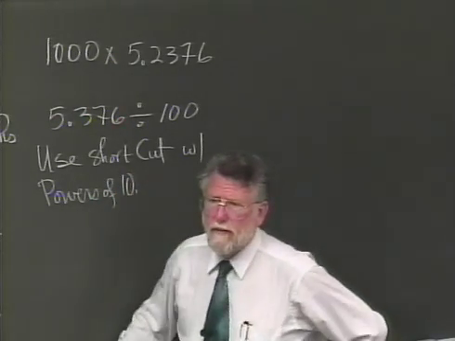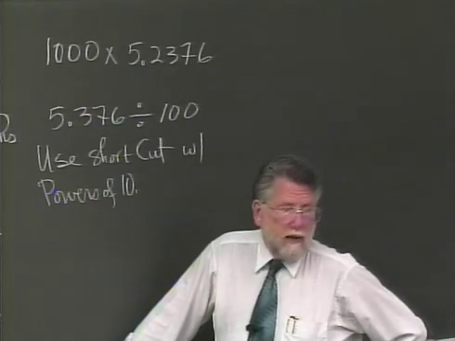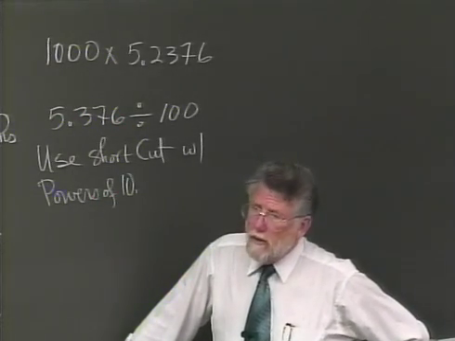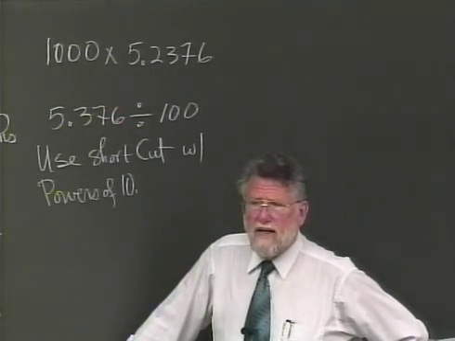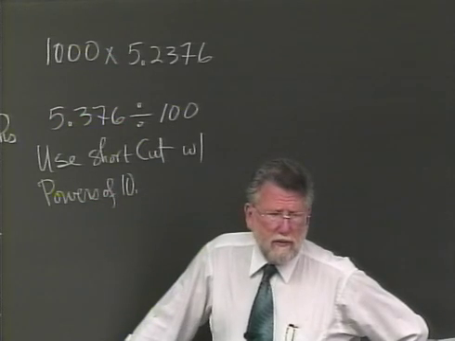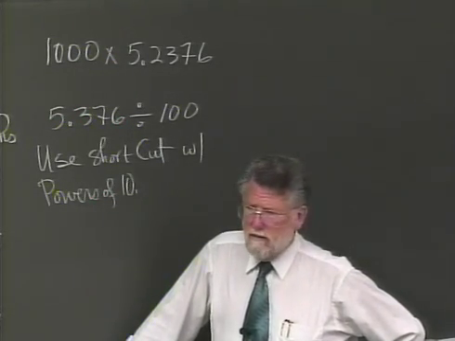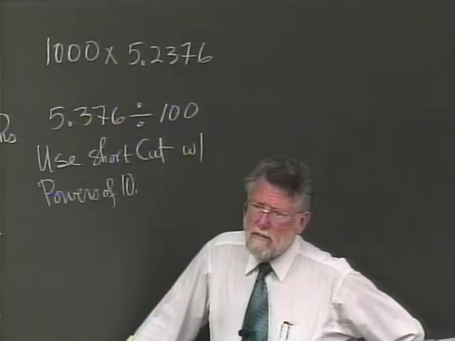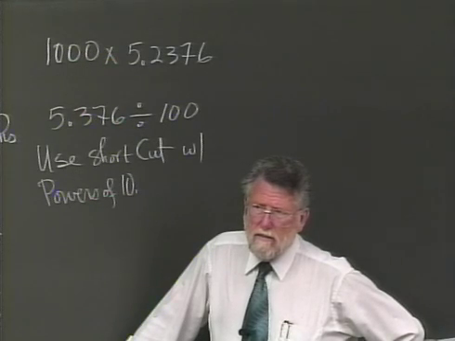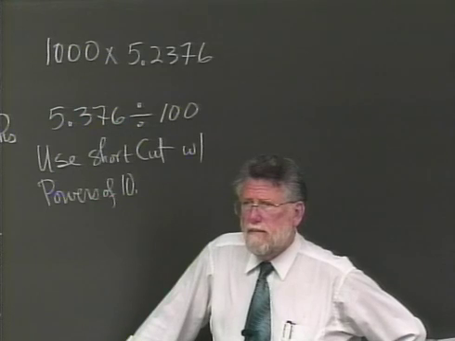We'll see what you can do. One step and then the answer. So you'd write down the problem, show one intermediate step, and go with your answer. So I'm taking this 1,000 times 5.2376 with the shortcut. That's what I want. Again, giving you time.